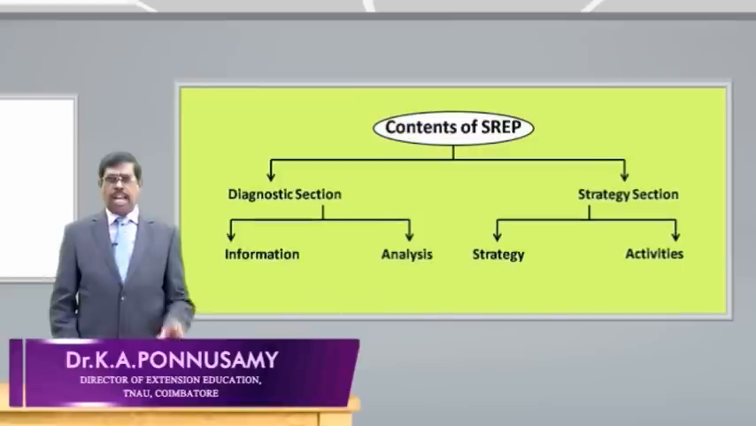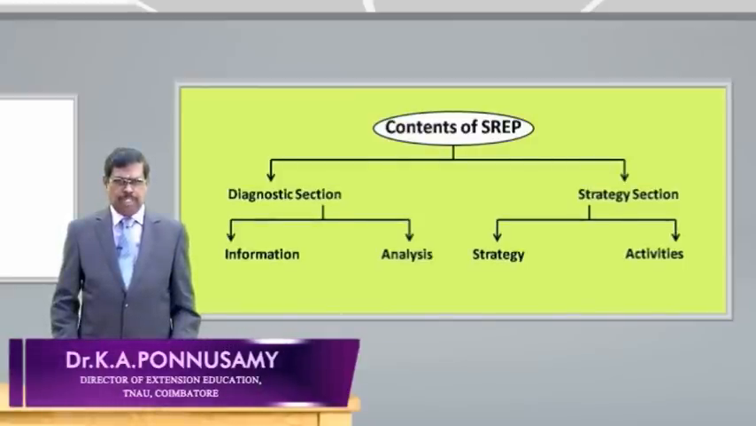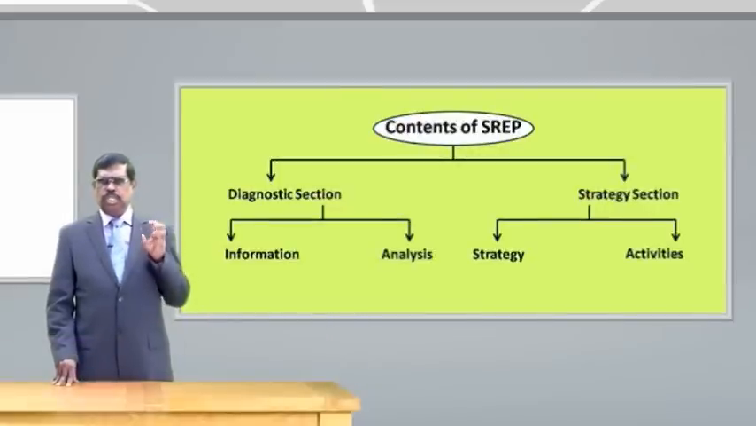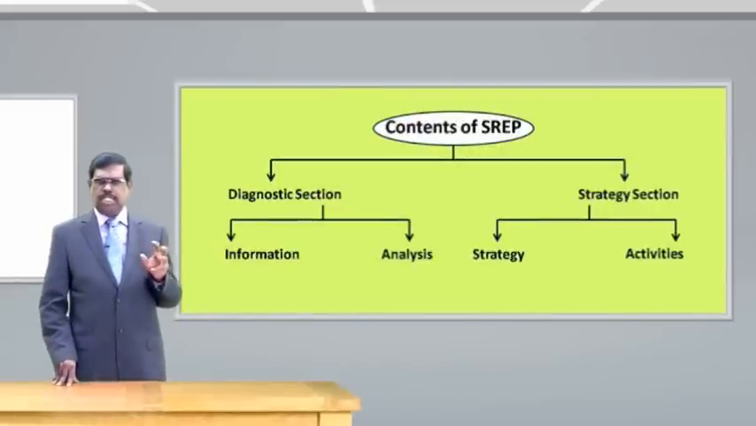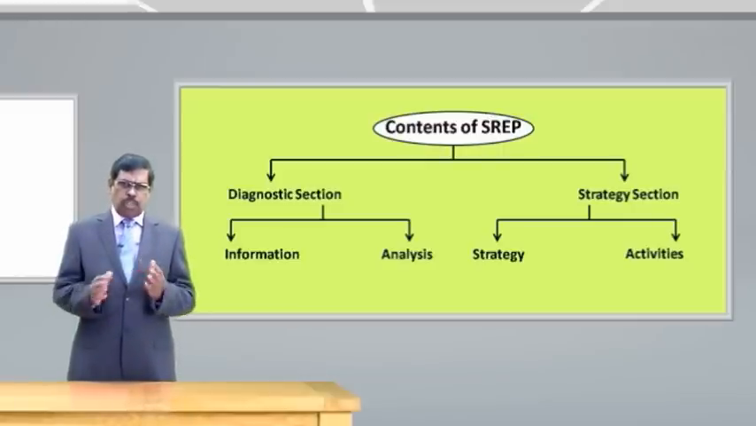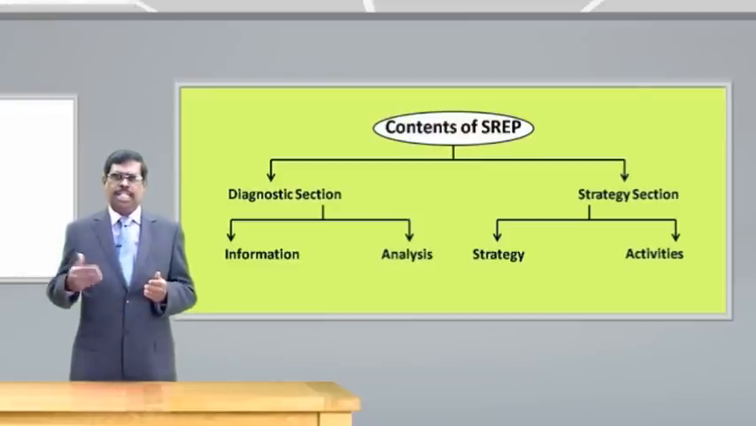And under the diagnostic section, again, we have got 2 categories. Number one is information. We need to collect information. Already I told you, state A. What are the various information we need to know about this district? To know about the district, we need to collect a lot of information, and we need to analyze all this information. Only after doing this particular exercise can we switch over to the formulating strategy section.